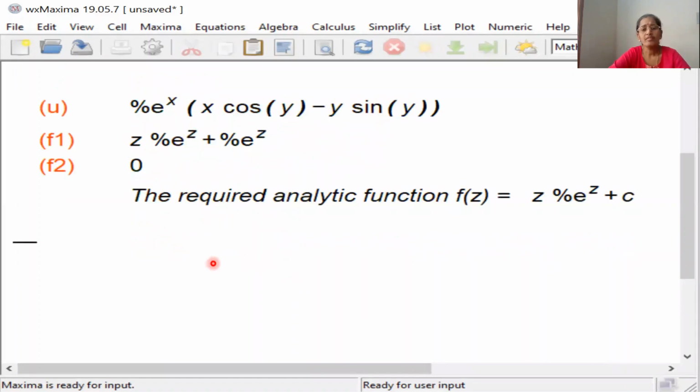So when we use shift enter key, this is the input, that is the real part. And this is f1, that is the derivative of u with respect to x at x is equal to z and y is equal to 0. And this is the value of f2, that is the derivative of u with respect to y at x is equal to z and y is equal to 0. And after integration, we get the required analytic function f of z is equal to z e power z plus c. And this was the function which was obtained even in the manual part.